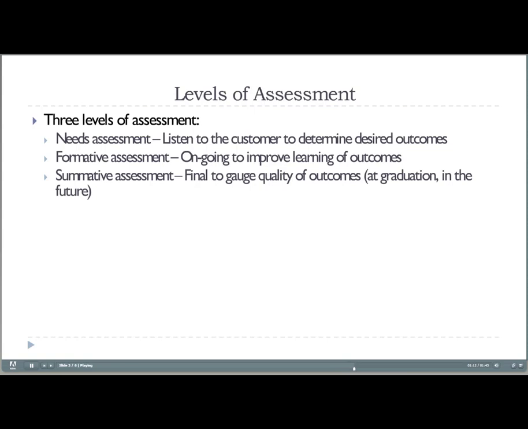And then finally, summative assessment, where you look at your finished product, your outcomes at the end of your program, which in our case is at graduation, and also in the future. And this is where you see how your processes have been working overall. And we assess this 2 times, for example, at graduation and 3 to 5 years after graduation.